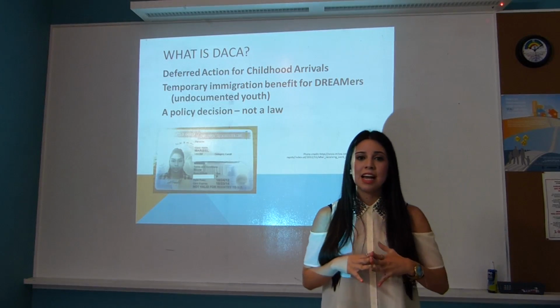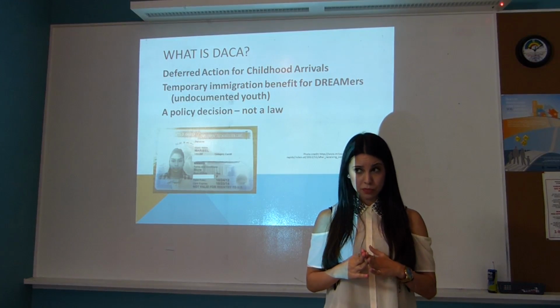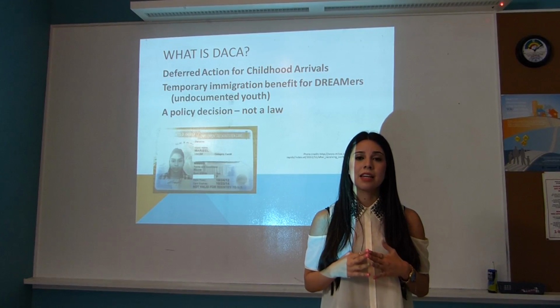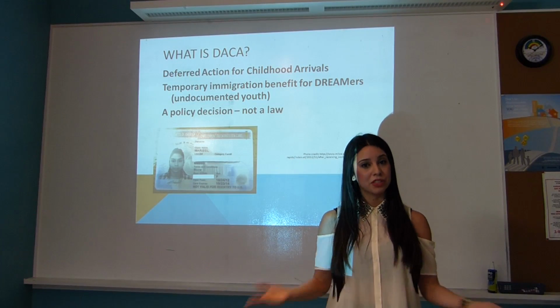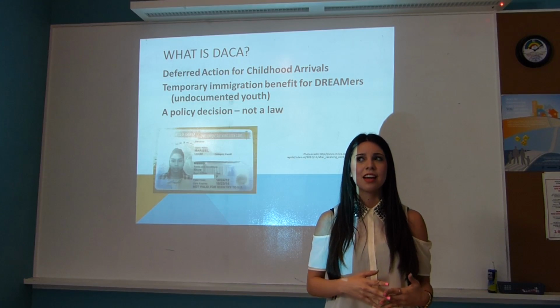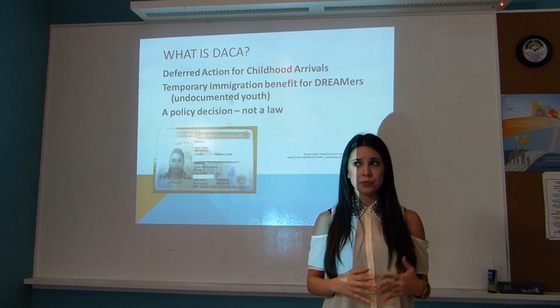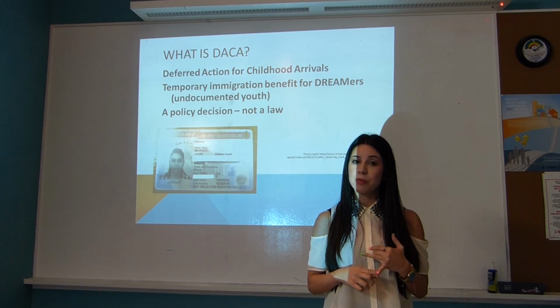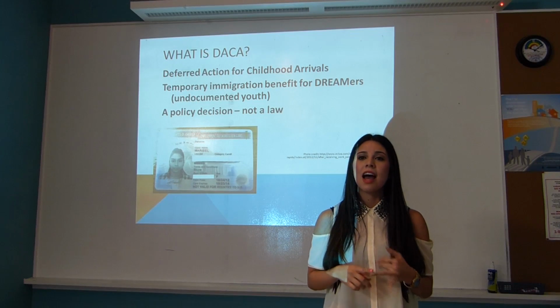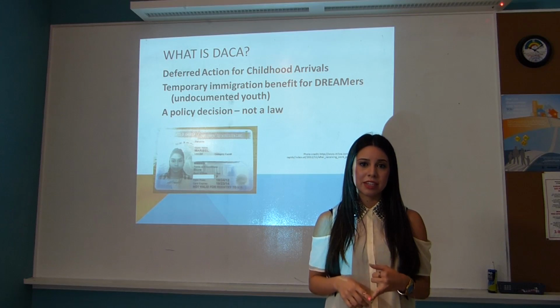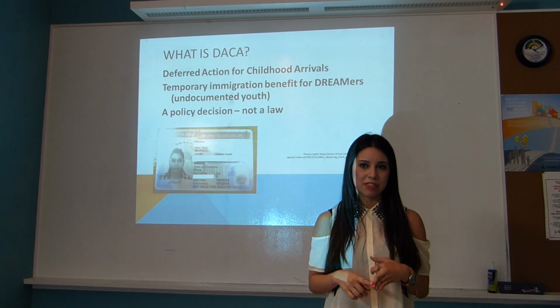So what is DACA? DACA is a program that provides an immigration benefit for young people. These people are usually called dreamers, like we discussed earlier. If a person qualifies for DACA, they get 2 years of protection from deportation, they get a valid social security number, and they can get a Texas driver's license.